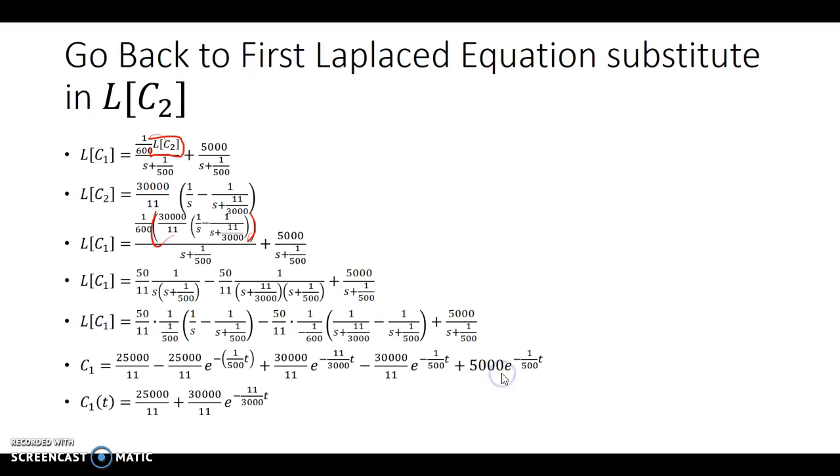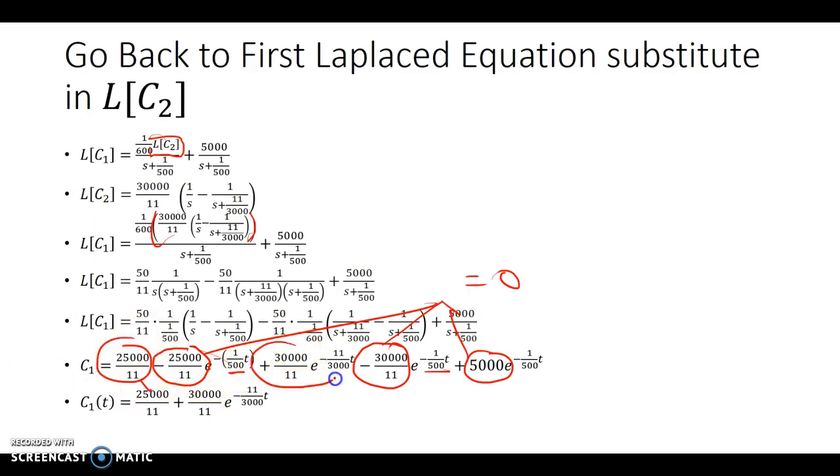Now, here's where things get really pretty, because if you look at the coefficients of the e^(-t/500) term, those are both negative, and that's positive, and these three add to 0. So if you add those up, they add to 0, which just leaves me with this term, and the e^(-11t/3000) term, and those are my only two terms in that solution. Finally, we're done after 12 minutes of talking through that.